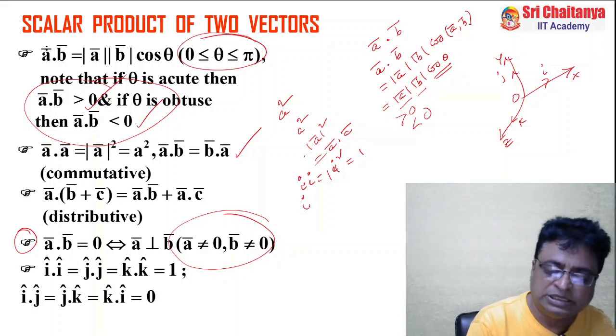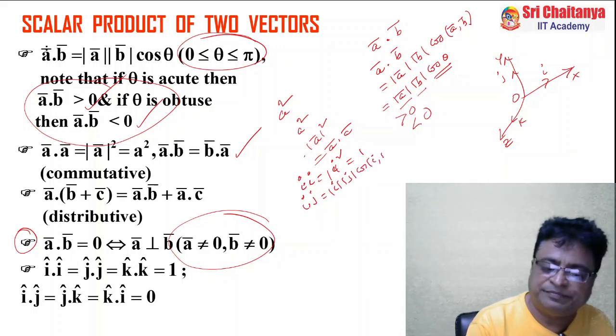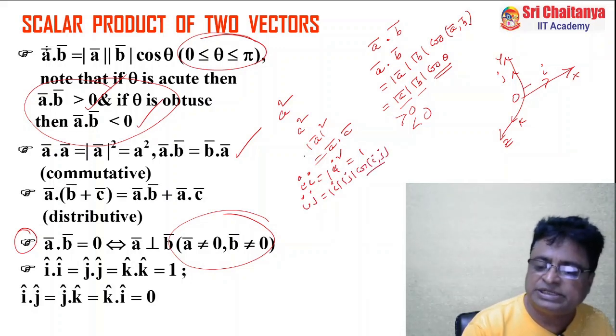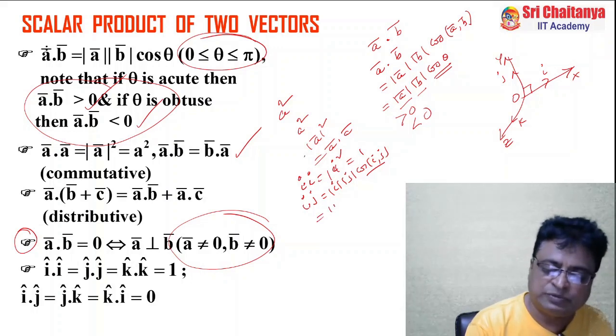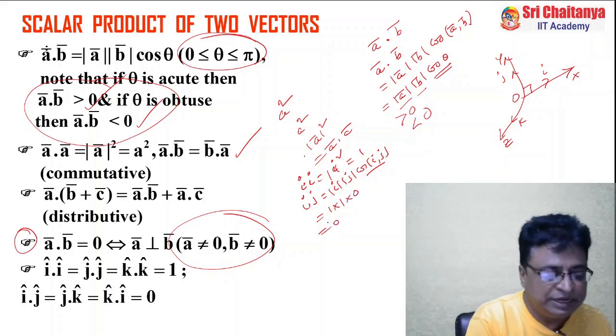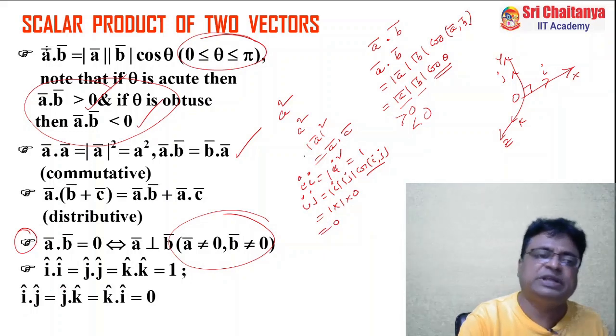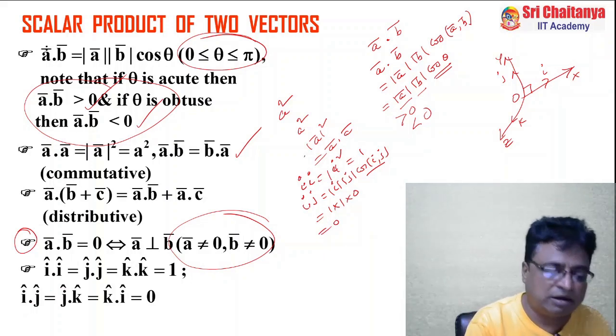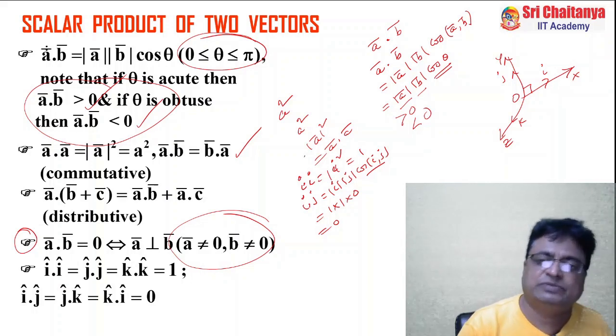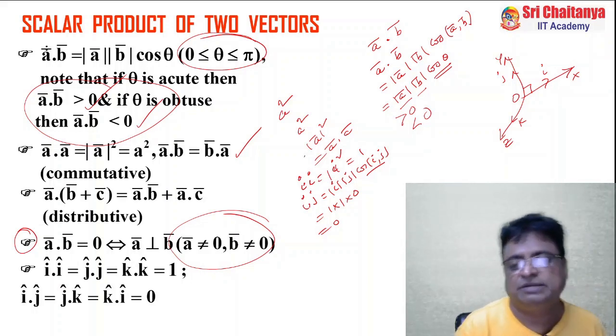i dot j equal to mod i, mod j, and cos of the angle between i and j. What is the angle between i and j? This is 90 degrees. So, cos 90 is equal to 0. Mod i is 1 and mod j is 1 and cos 90 is 0. Therefore, this product is 0. That's why if you take the dot product of i with any other vector like j and k, automatically it becomes 0, and vice versa. Similarly with j and similarly with k.